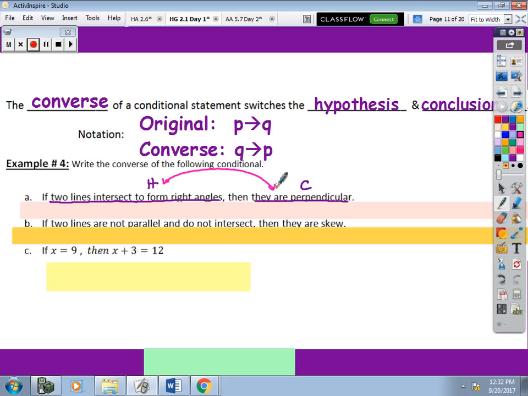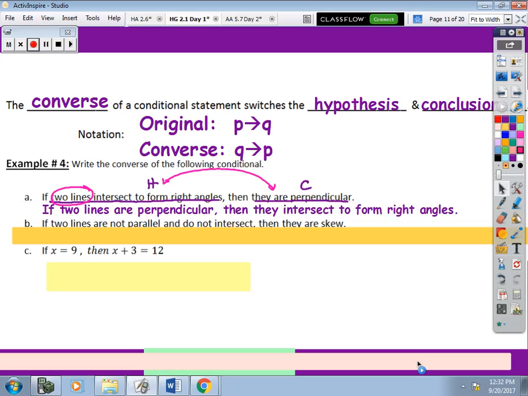Now, the only thing you have to be careful of is you don't want to take the word they and put it in the beginning of the sentence when we have no idea what they is talking about. So you would want to actually keep the two lines part where it is. So you would say, if two lines are perpendicular, then they intersect to form right angles.